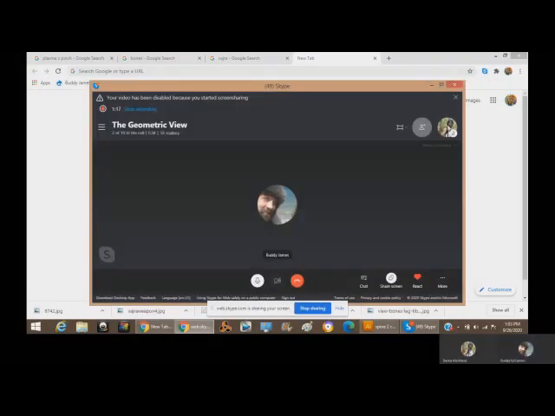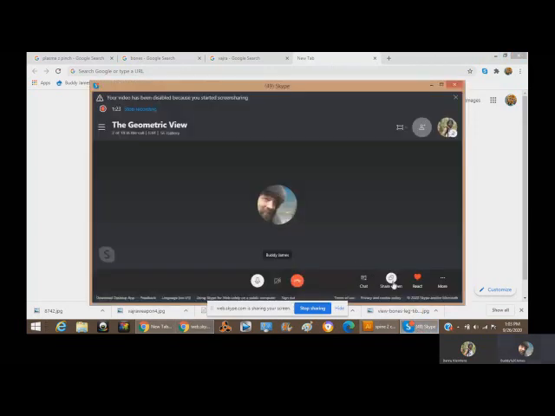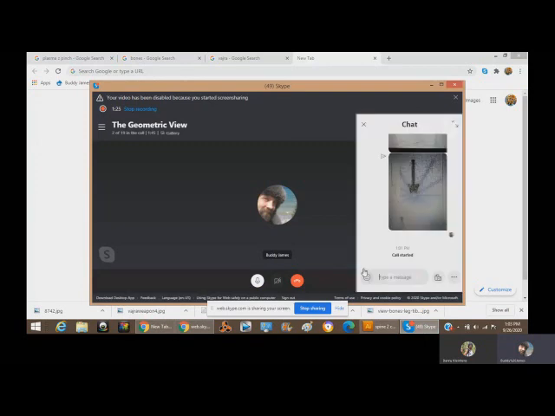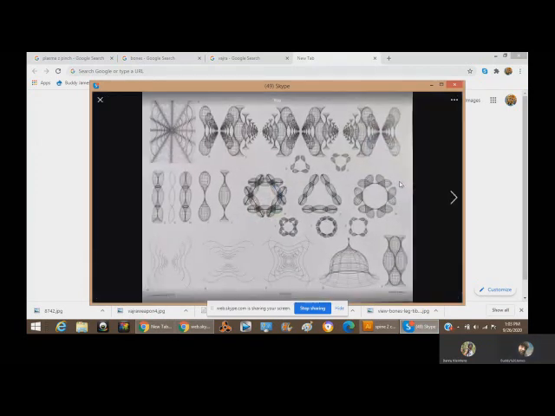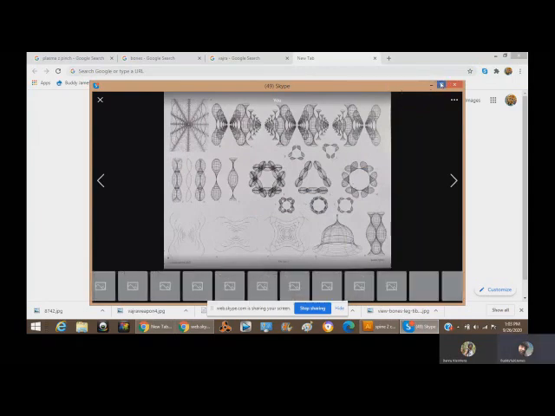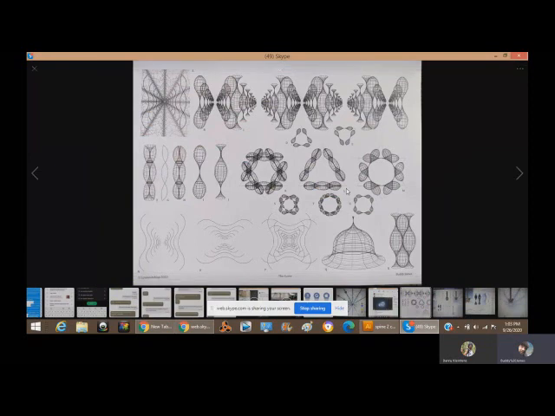Share. All right. I'm going to go into the chat here. I shared some images, and this is the map that I created today. So this, I titled it The Curve.